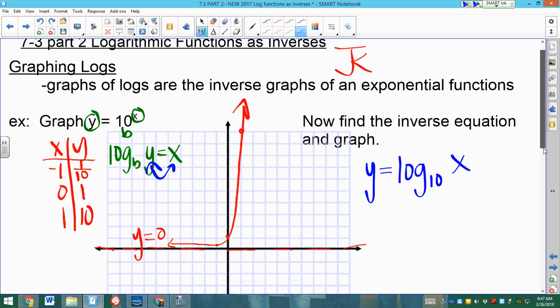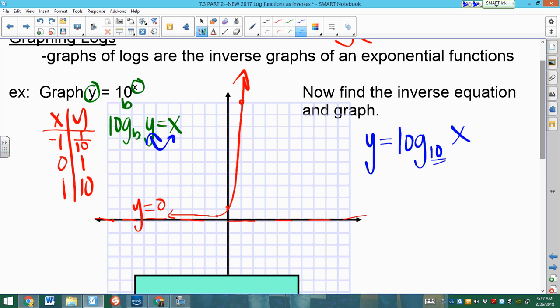Do remember that when it is a common log base 10, you will often see that with no base written. So this is the same equation. That means this blue function and the one I did in the green are inverses of each other. And remember, that is just another way to write that exponential function.